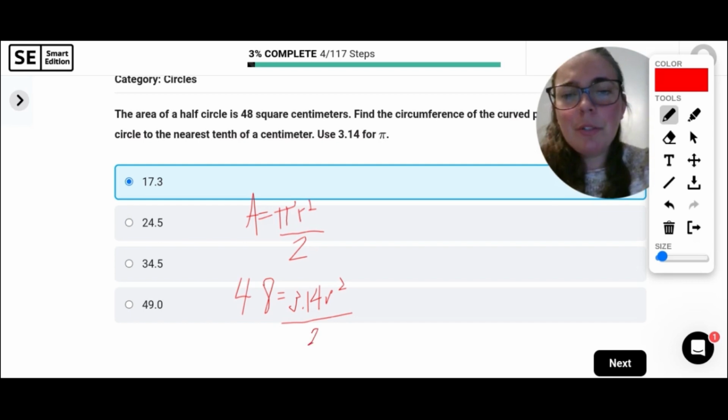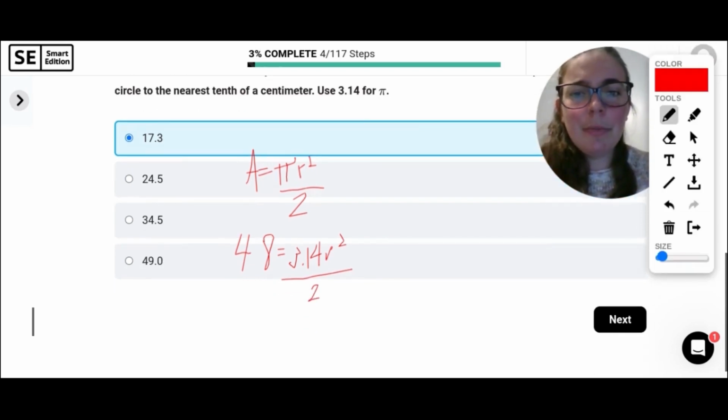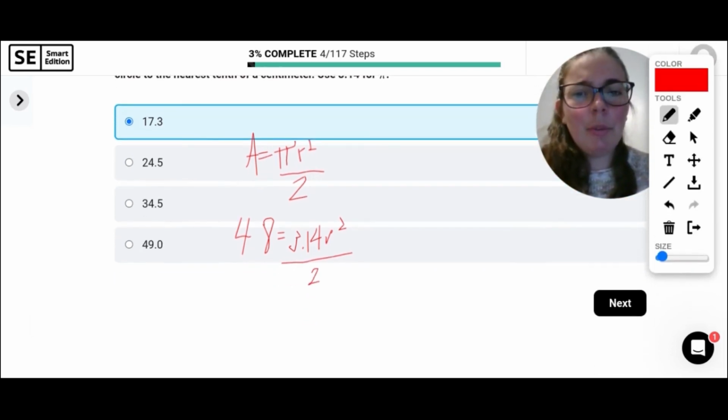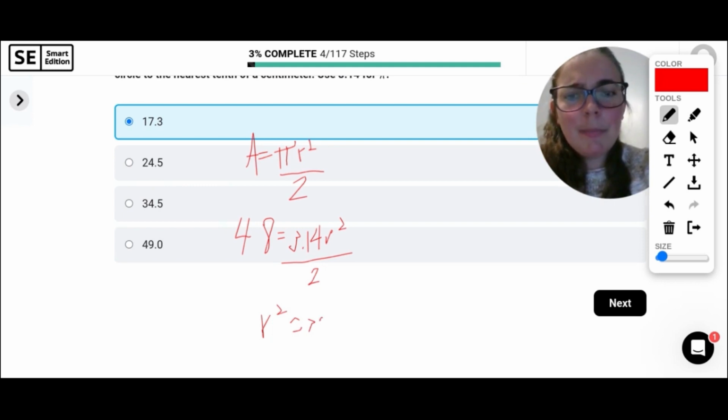So first thing we want to do is multiply each side by 2. 96 would equal 3.14 radius squared. Divide that by 3.14, and you'll find that the radius squared is approximately 30.57. So that gives me a radius when I take the square root of both sides. That gives me a radius of about 5.5.